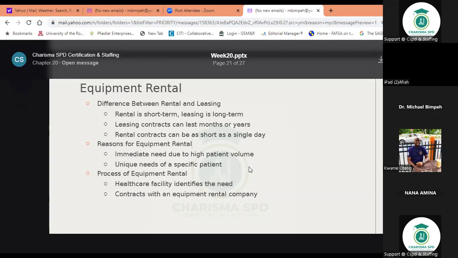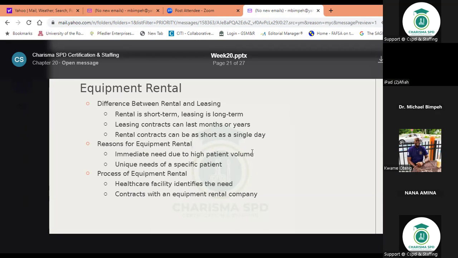When you see the TV, you can lease for 6 months, and so on. So lease has a longer duration than rental. Leasing contracts can last for months or years. I explain all this. Rental contracts can be as short as a single day. So, reasons for equipment rental: immediate need due to high patient volume.